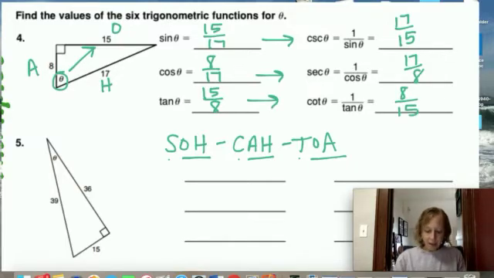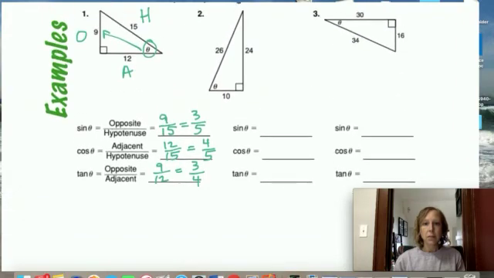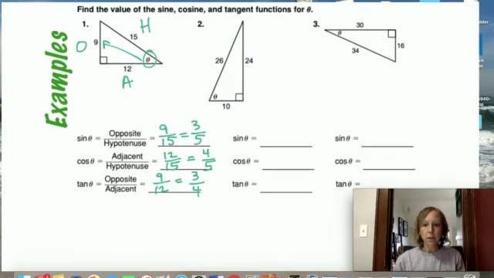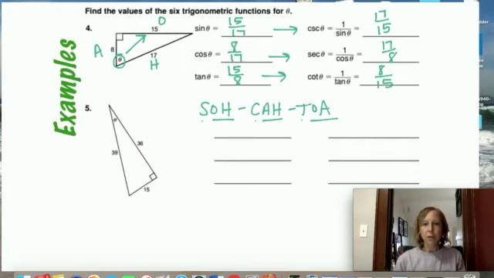Okay, before you go on to the next video, take some time to finish examples number 2 and 3, and then number 5, and we'll check our answers in the next video and do some word problems because those are fun.